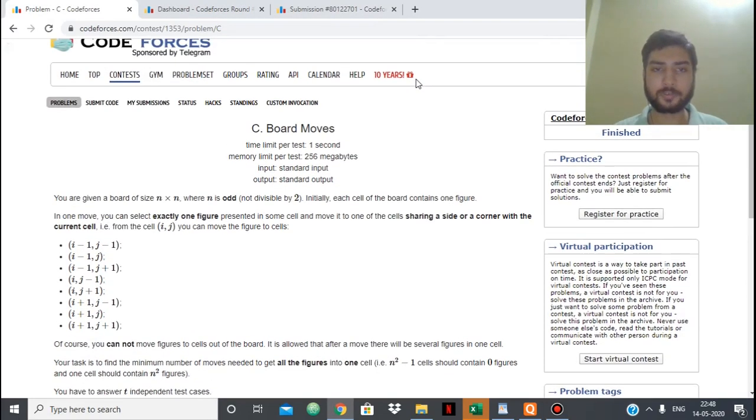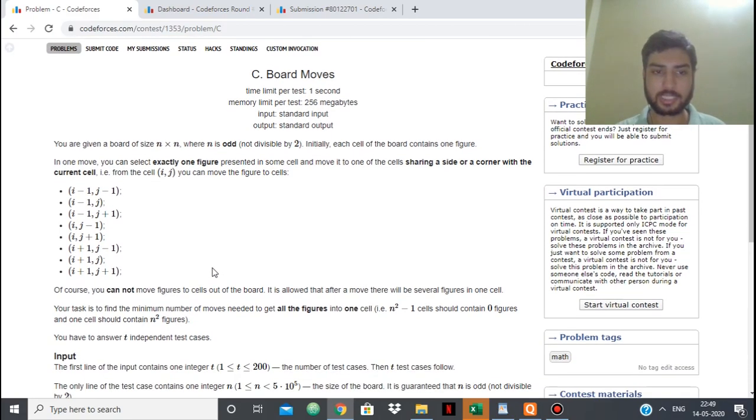Hello everyone, in this video we're going to see the solution for the Codeforces problem Board Moves, which is problem C of Codeforces Round 642, Division 3. So we're given a board of size n cross n, and n is odd, and each cell of the board contains one figure. In one move we can select exactly one figure in any cell and move it to any of the cells with which it is sharing a side or a corner.